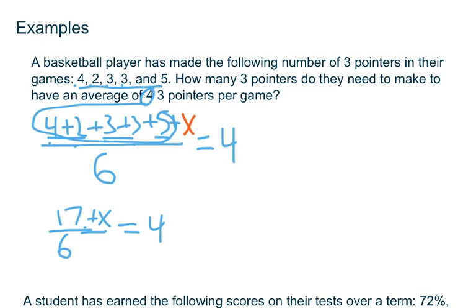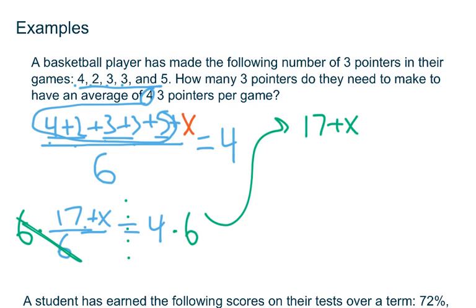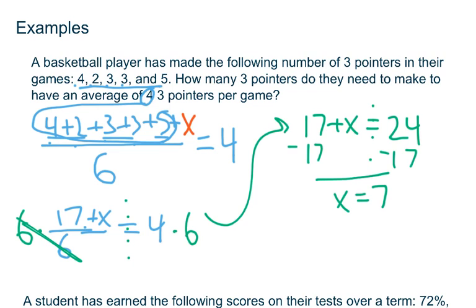Now we'll use that tool where we're going to multiply both sides by the denominator, 6 and 6. These cancel each other out. What we end up getting is 17 plus x is equal to 24. Now this is an equation we can solve. Subtract 17 on both sides, and we get x equals 7 three-pointers.